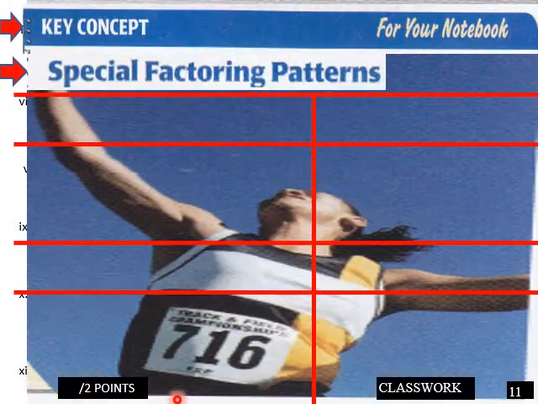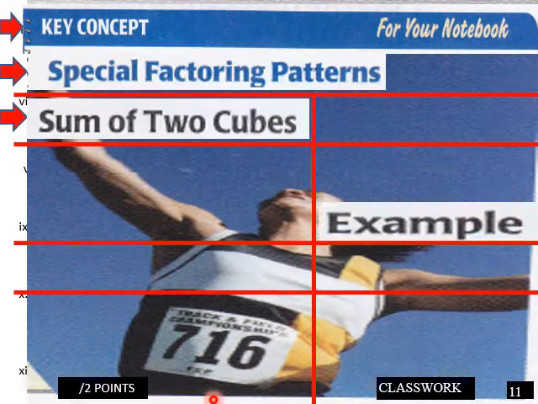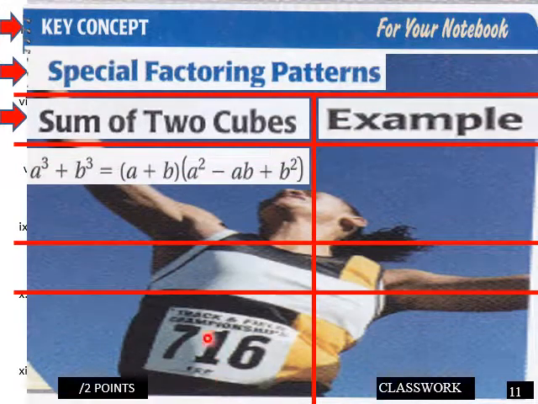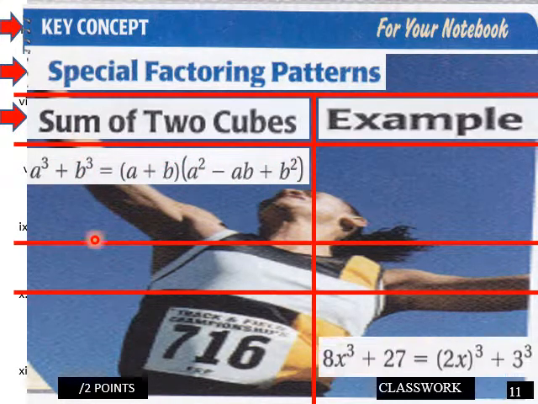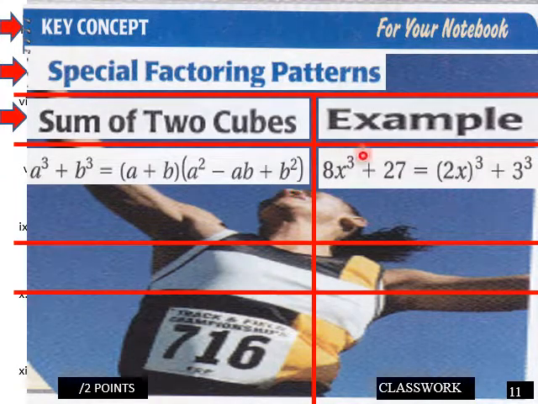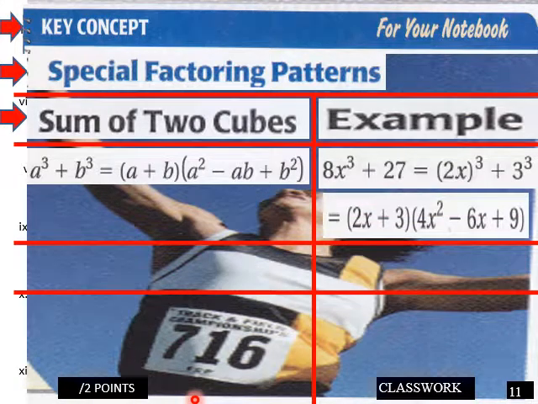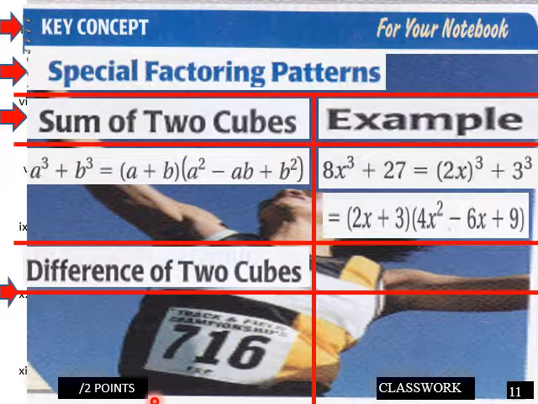Special factoring patterns, sum of two cubes, example. When you have a sum of two cubes, this is the pattern that you can follow to factor it further. For example, we have a sum of two cubes here, and the pattern that we follow to factor it further would be this: 2x plus 3 times 4x squared minus 6x plus 9.